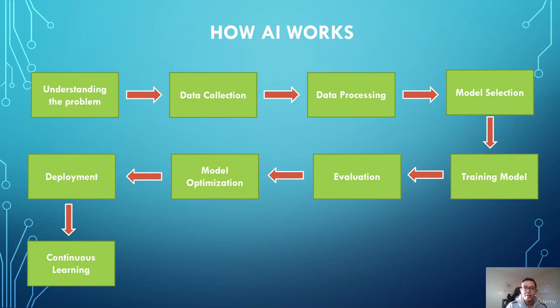With continuous learning, it should be able to answer based on the past data for any future problems. So that kind of thing comes under continuous learning. So on a very high level, these are the steps of how AI works, starting from identifying the problem, data collection, data cleaning, data massaging, model selection, training, evaluation, model optimization, and continuous learning.